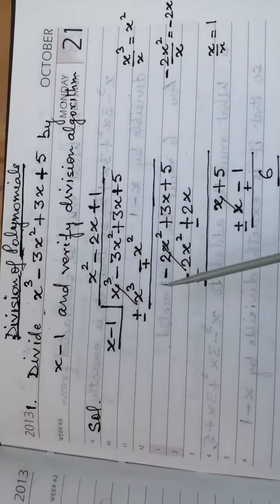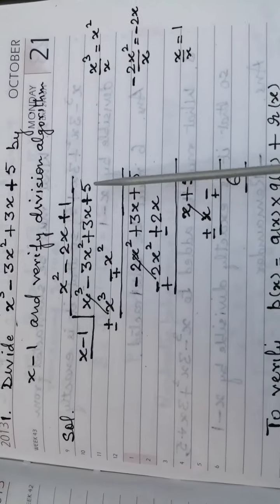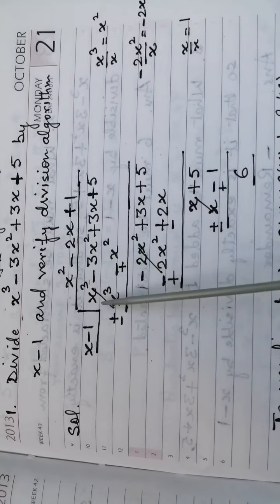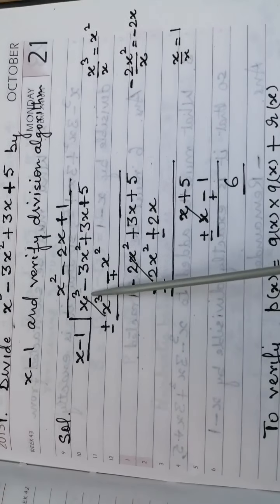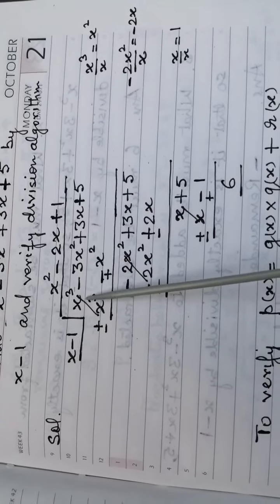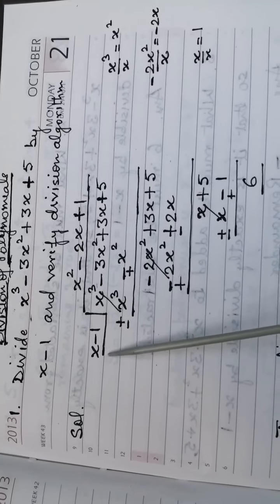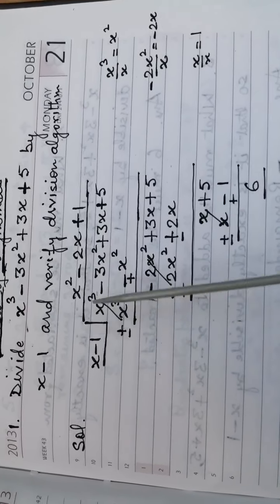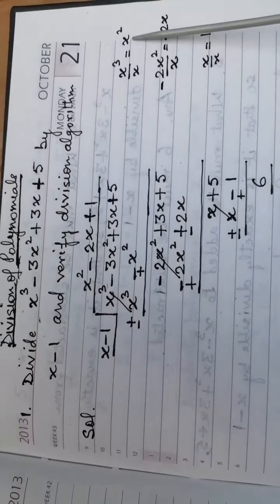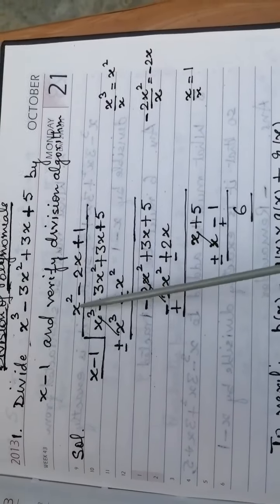Now see, many students face a problem of which term to write in the quotient. So I give a very simple method. Once you have arranged the dividend and the divisor in standard form, now consider the first term. What is the first term? X cube, and here the first term is x. So divide this by this. So x cube upon x is x square. So in quotient first term will be x square.